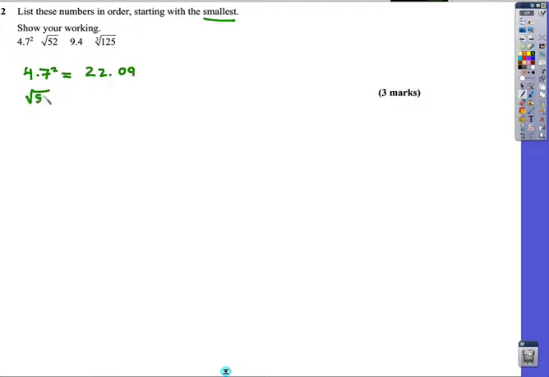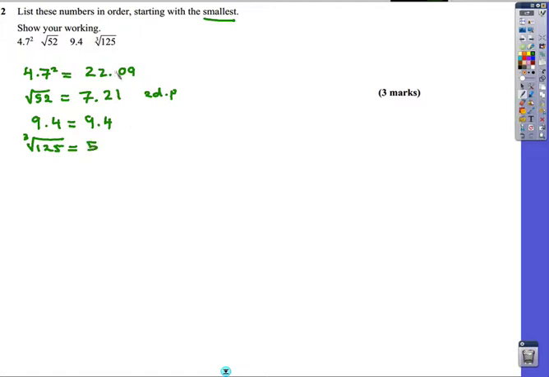Square root of 52 is equal to 7.21 to 2 decimal places. 9.4 is just 9.4. There's no calculation involved. And the cube root of 125, well, what number times by itself 3 times is 125, is 5.